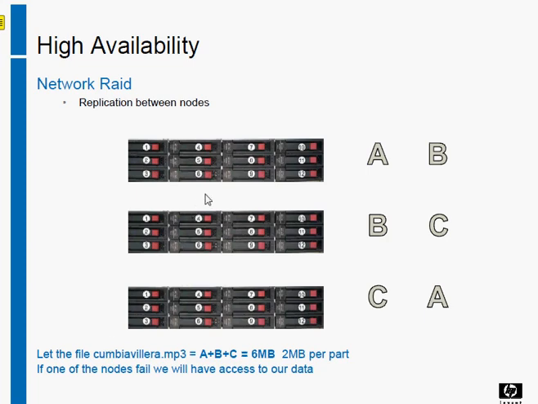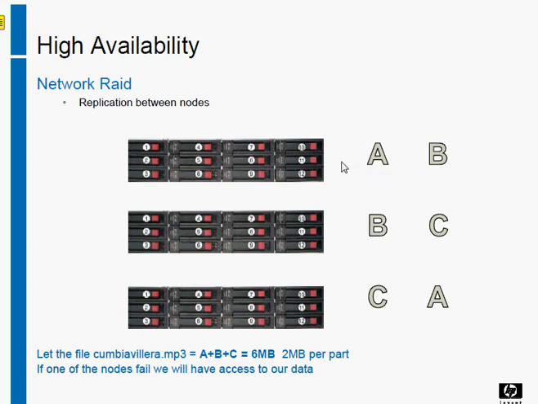Another advantage of this algorithm is that, let's say you have an intrusion, a hacker is attacking your network and they gain access to this node right here. What they're going to see is a corrupted file because they only have A and B.